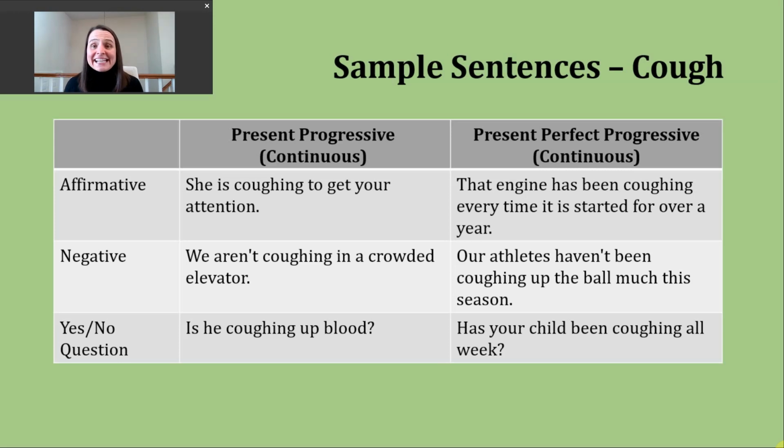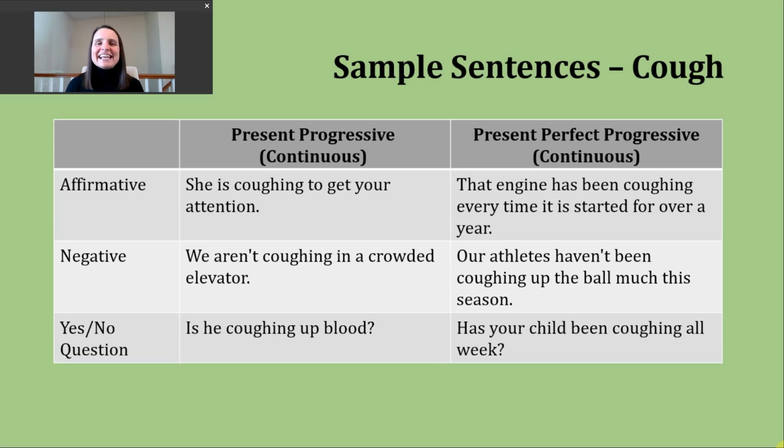If you want to make a negative present perfect progressive sentence, just insert not after have or has. You might hear a contraction form used like hasn't or haven't. You can see that in the example. Our athletes haven't been coughing up the ball much this season. So maybe this is a coach talking about how their particular team has been doing, and they're not giving the ball to their opponents frequently.